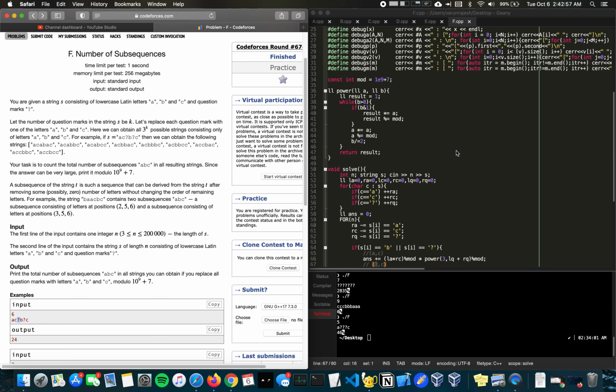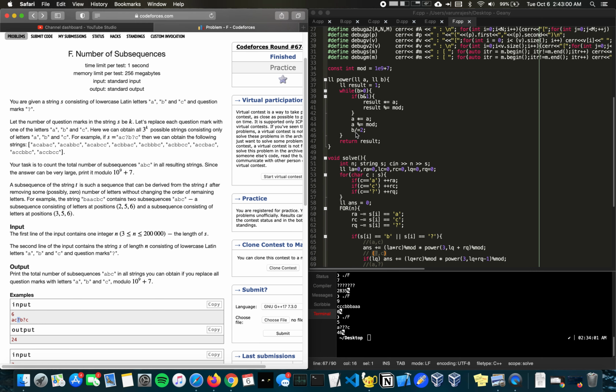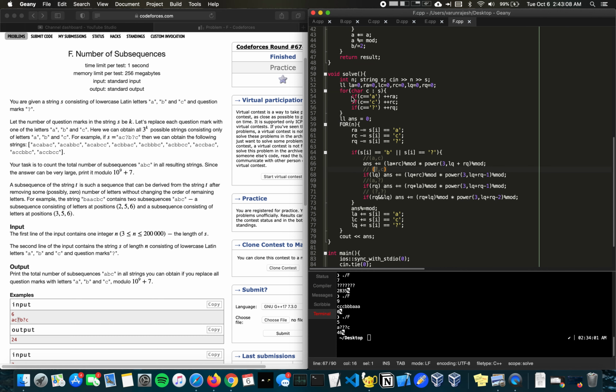I'm not sure if it matters, but I implemented the power function such that it can be done in log of n time, and I think that would matter because the time limit is 1 second per test.